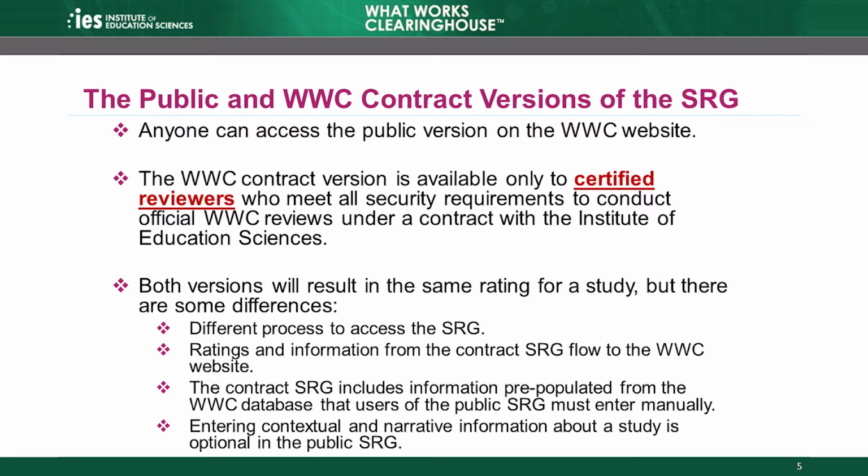Because the contract SRG is connected to the WWC database, some information that users must enter manually in the public SRG is pre-populated or available in menus in the contract SRG. The last two stages of a review, entering contextual and narrative information, are optional in the public SRG. This module uses the contract version of the SRG in demonstrations. However, we highlight where the functions in the public version are different.